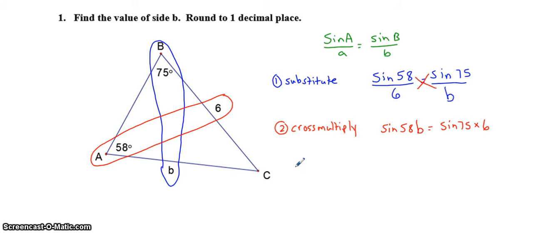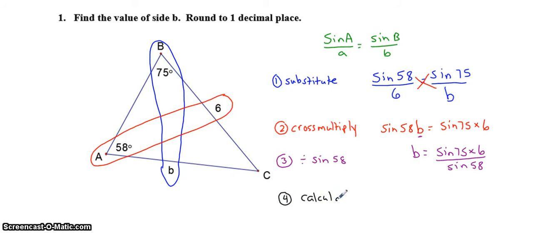Third step, can you guess what it is? We want to get B by itself. So that means we have to divide both sides by sine 58. And that will leave us with sine 75 times 6 over sine 58. Now in your calculator you can figure out what that is equal to. So that's step 4, is using your calculator. And if you use your calculator properly, you should get 6.8.